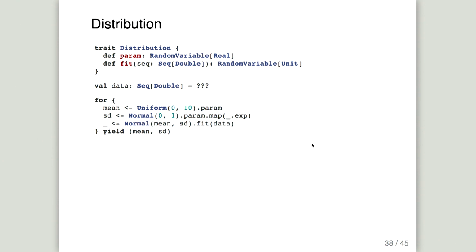I have some mean that I'm saying is drawn from a uniform distribution. I have a standard deviation that I'm saying is log normally distributed, which is to say it's drawn from a normal distribution, and then we take e to the x. And then I'm going to fit that. I'm going to construct a normal distribution with that mean and standard deviation and fit it against some data. And so what I'm trying to do is find what the mean and standard deviation of that data is.